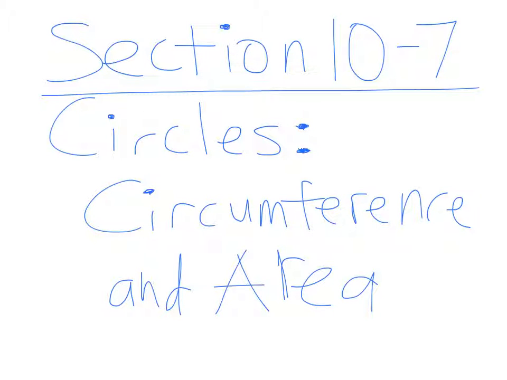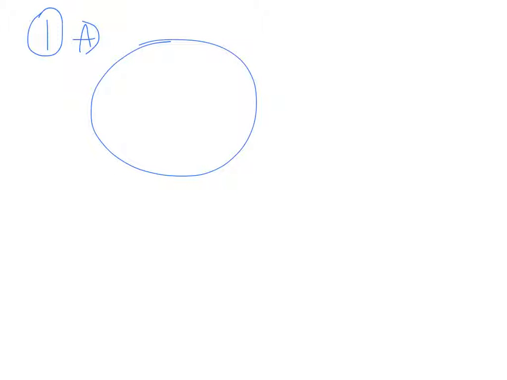Alright, this is section 10-7. It's called circles, circumference, and area. I'm going to start with example number 1A. Should be a lot of fun. So we have a circle here that has a diameter of 5 centimeters. It says find the circumference of the circle.